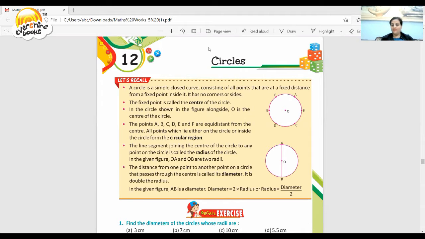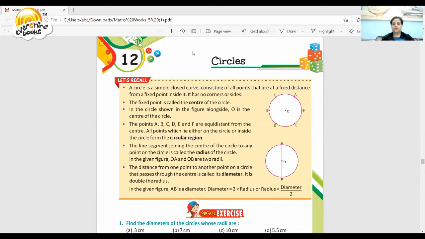So, let's recall first of all. A circle is a simple closed curve consisting of all the points that are at a fixed distance from a fixed point inside it. It has no corner or sides because it is circular in shape.